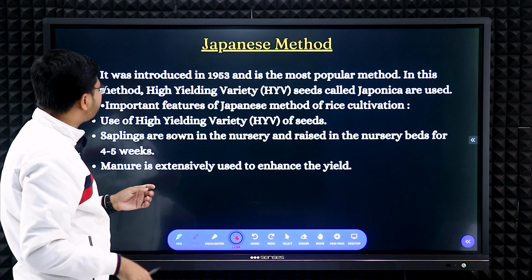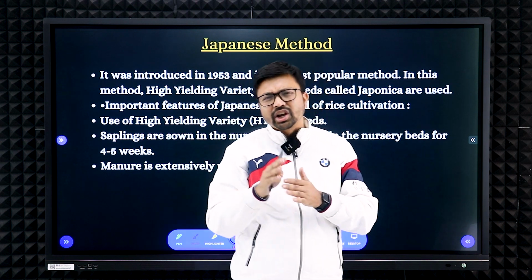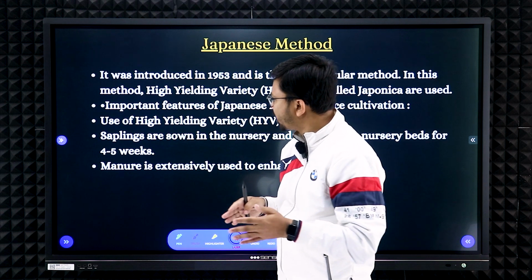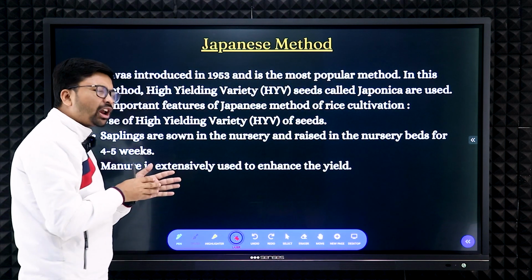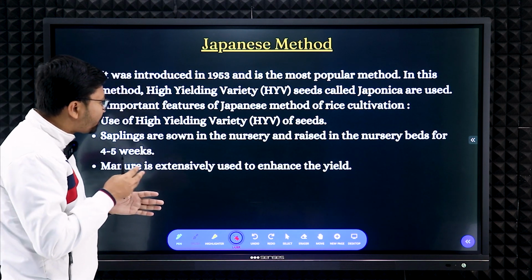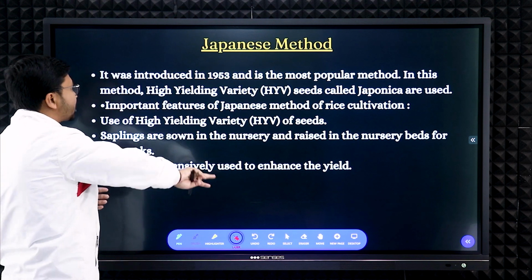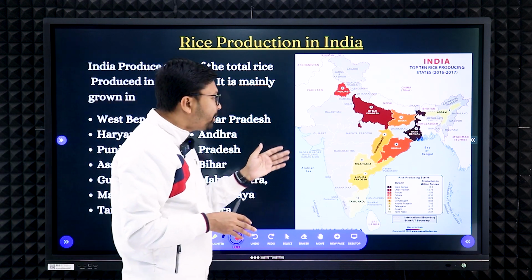And another method is called the Japanese method. The Japanese method and the transplanting method are the same: it is done initially in the nursery and then shifted, right? But in the Japanese method, hybrid seeds (HYV seeds) are used, much more fertilizer is used, and it is done in a much more intensive way. That is the Japanese method.